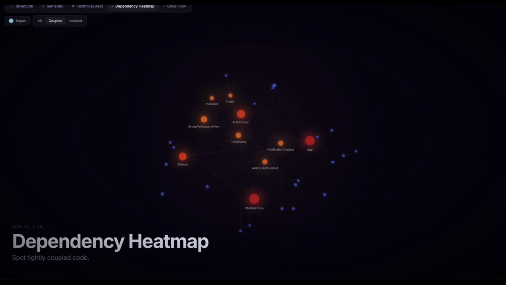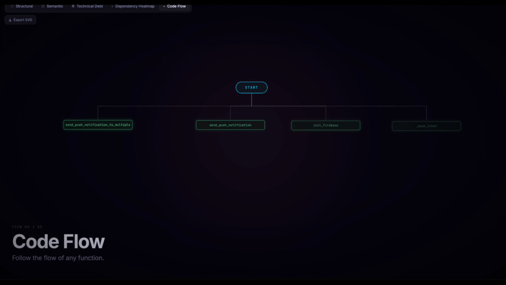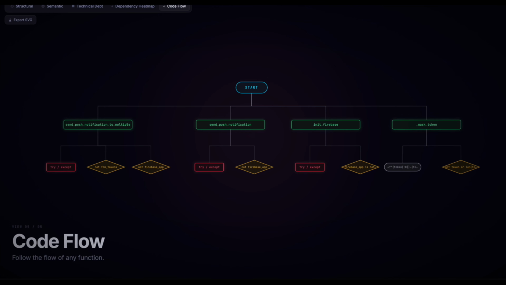Dependency Heatmap, detect tightly coupled code in red, isolated code in blue. Code flow view, see how execution flows through a file. Export the flow for documentation. And with a single click, export project context with key nodes, folders, dependencies, and clusters.